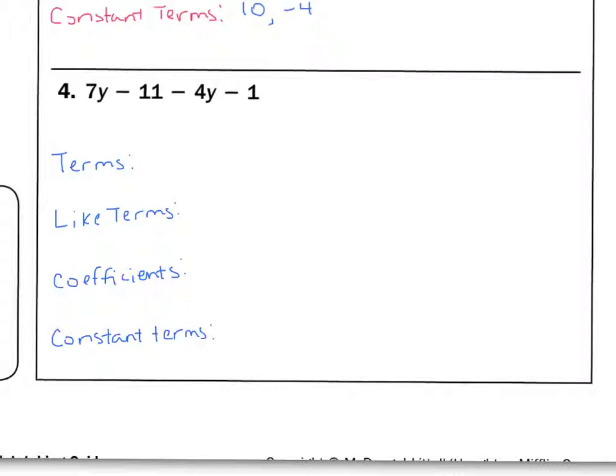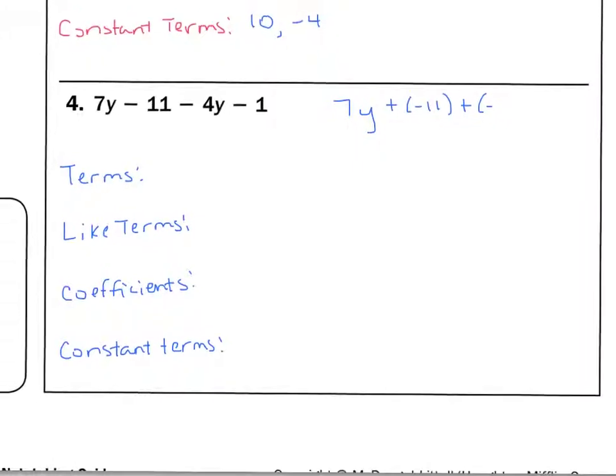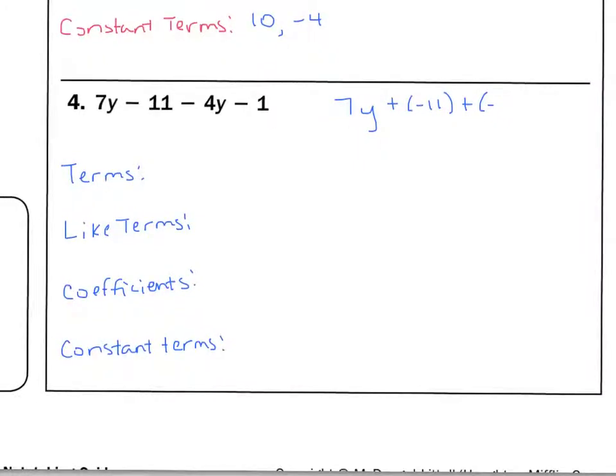Okay. In this one, the 7y is positive, so we're not going to change it. But that minus 11 is going to become a plus a negative 11, plus a negative 4y, disregard that line down the page. Let's see if I can erase it. And plus a negative 1.